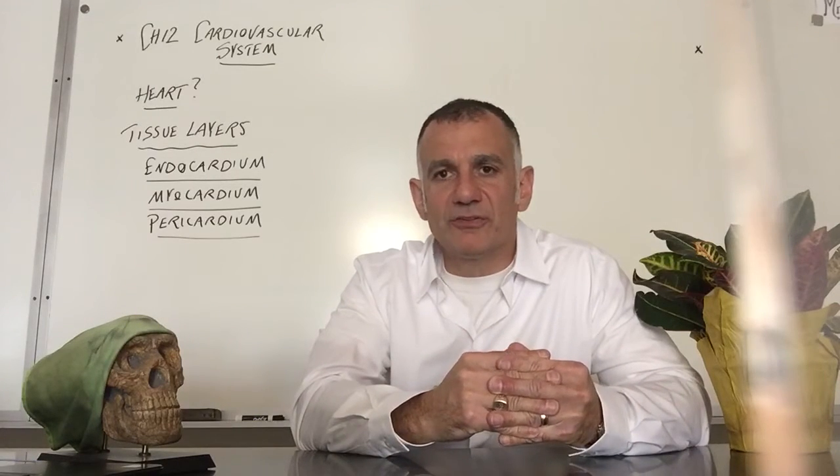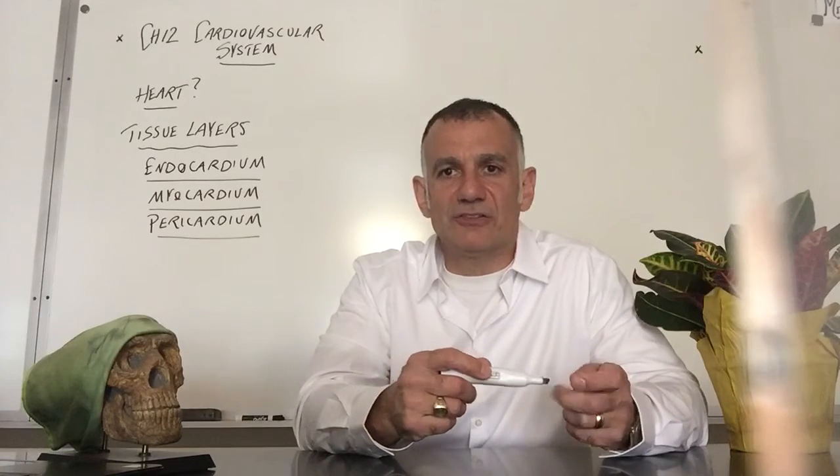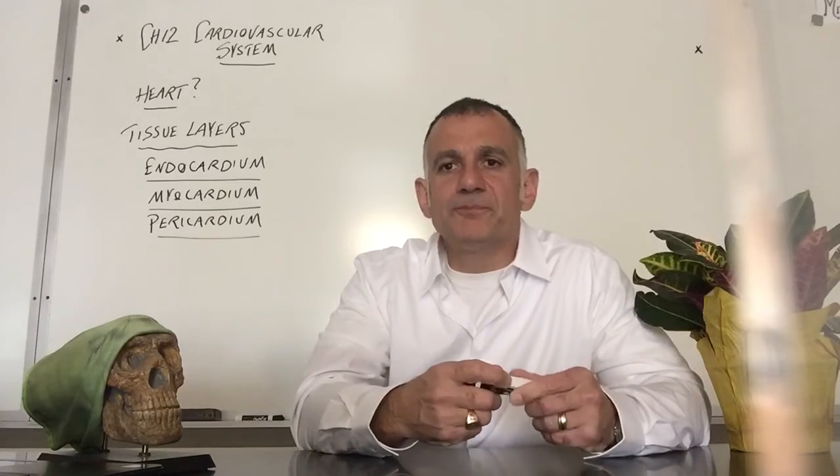And obviously the whole point of that is to avoid the formation of clots. Anytime you disrupt the pattern of blood flow, your body can initiate the clot process, which you don't want to form, as we discussed last chapter, in healthy vessels. So the endocardium is very smooth.